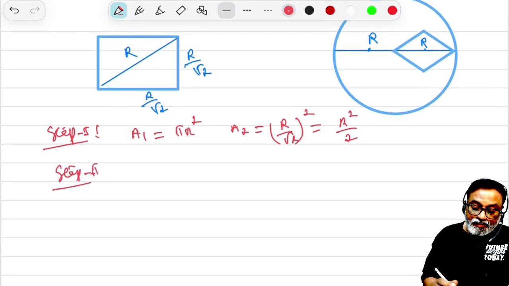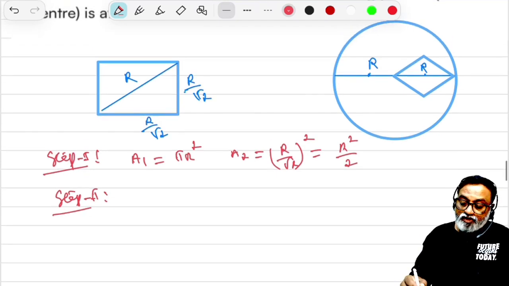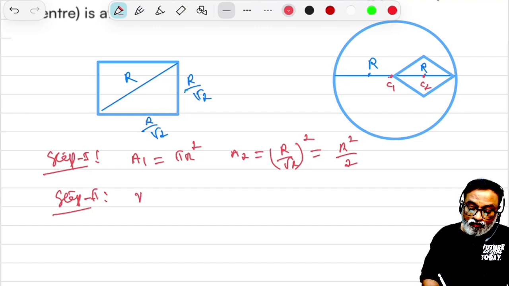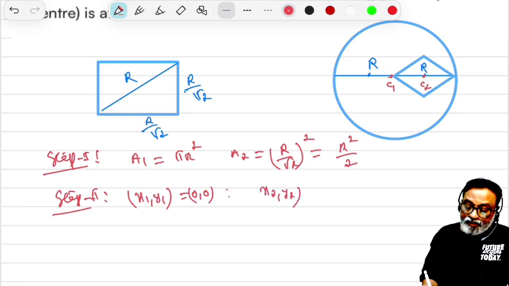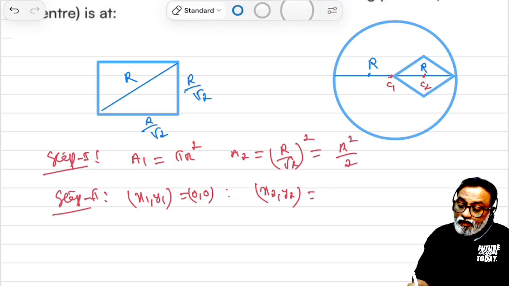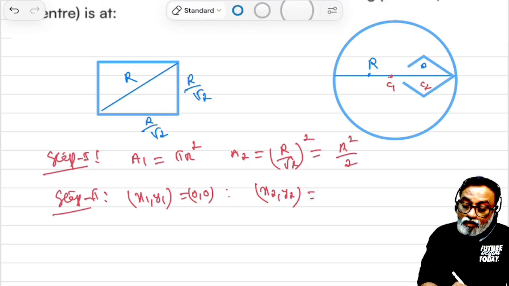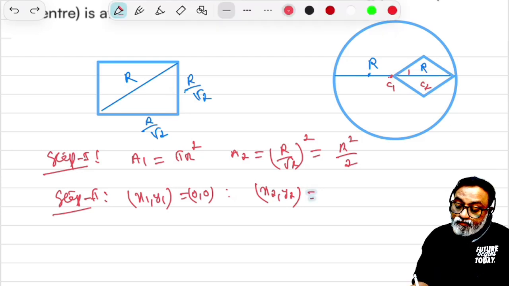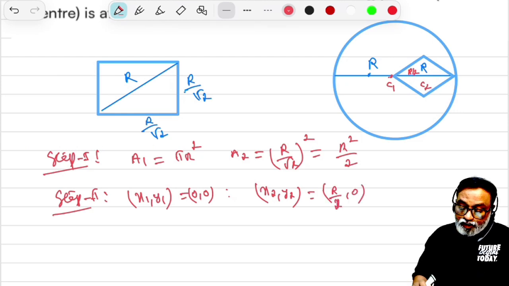In step 2, I have to locate the center of mass of the original. See, original disk center of mass is C1 and removed part center of mass is C2. Therefore, original disk center is at origin. Therefore, x1 comma y1 is equal to 0 comma 0 and the removed part x2 comma y2 is equal to, here the total distance is r. Therefore, this becomes r by 2. Therefore, here r by 2 comma 0.